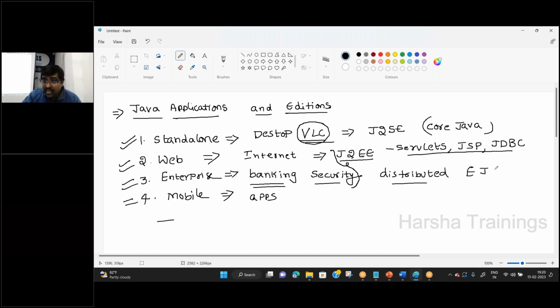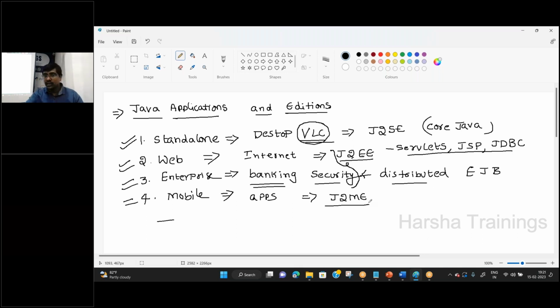Suppose EJBs, that is beans. These beans are used for developing enterprise applications, but together it is called J2EE. Finally, to develop mobile applications, they use J2ME, Java 2 Mobile Edition. In some cases, this is also referred to as Java 2 Micro Edition. Whatever it is, by using that we develop mobile applications.